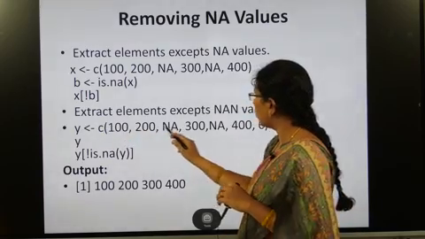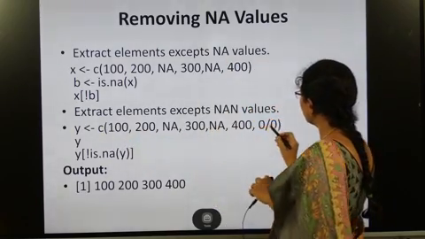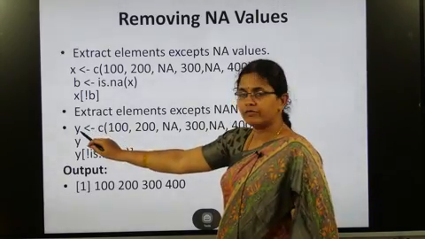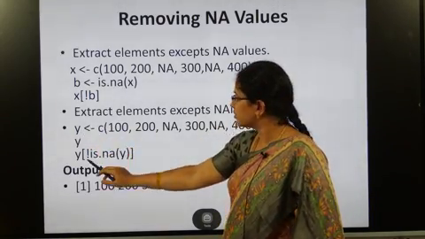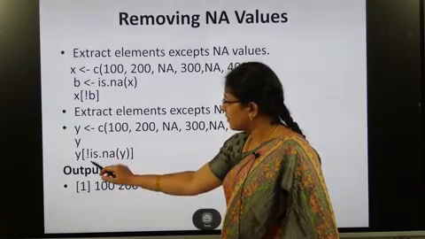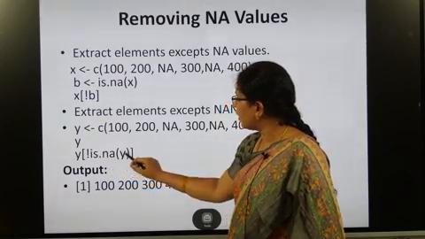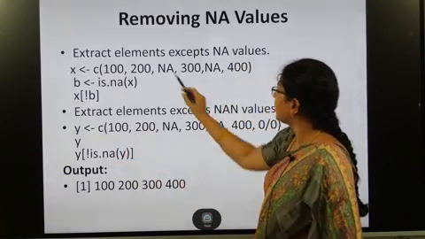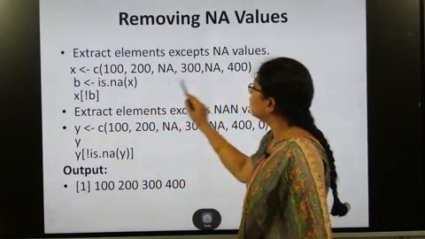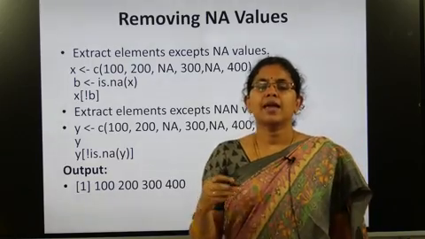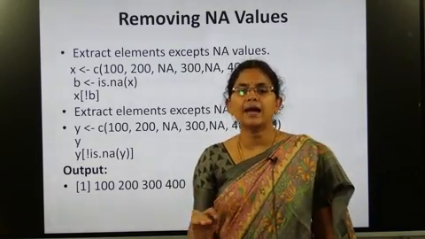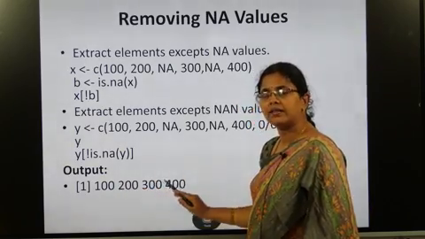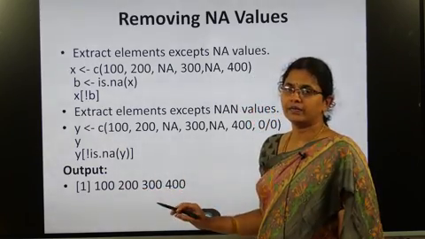100, 200, NA, same thing, 0/0 is added. And here I am storing the values to the y variable. So y[!is.na(y)]. Then it converts the entire vector into the values except NA values and NaN values. So you will get the result like this: 100, 200, 300 and 400.